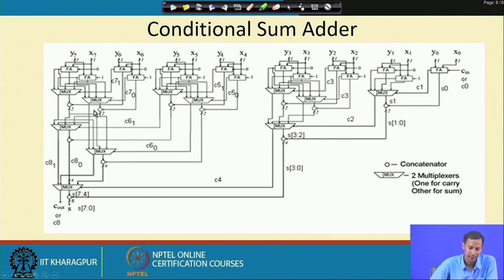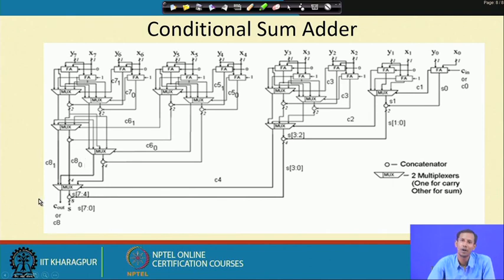If you see these two cases, what is the number of levels I need finally? The number of levels I need is log base 2 of n. So for an n bit conditional sum adder, how many multiplexer cells do I require?